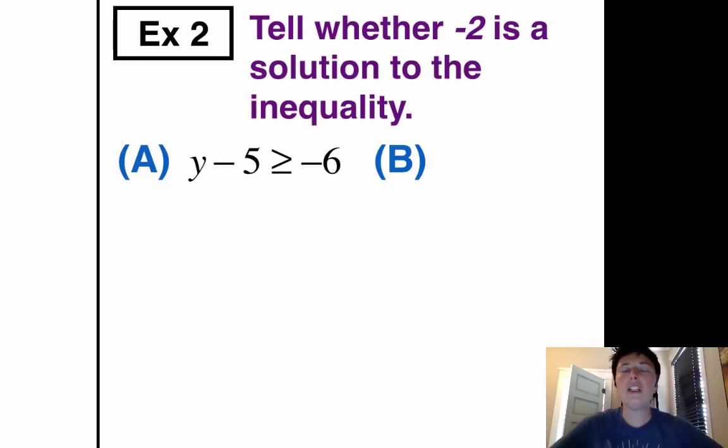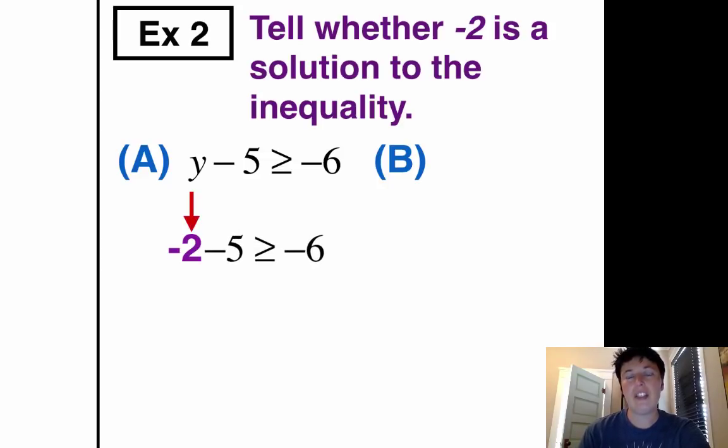For A, we're going to check if y minus 5 is greater than or equal to negative 6 is our inequality. Now, we're supposed to tell if negative 2 is the solution. So the plan is we're going to put negative 2 in there and see if it works. So right where that y is, I'm going to draw a little arrow, and I'm going to replace it with negative 2. And I'm going to do negative 2 minus 5 is greater than or equal to negative 6.